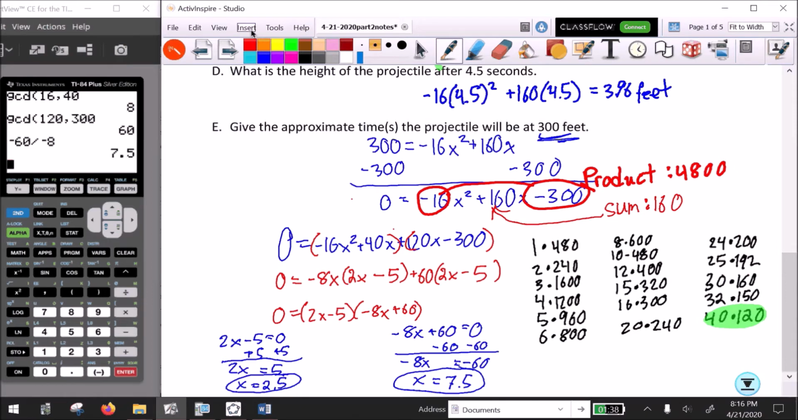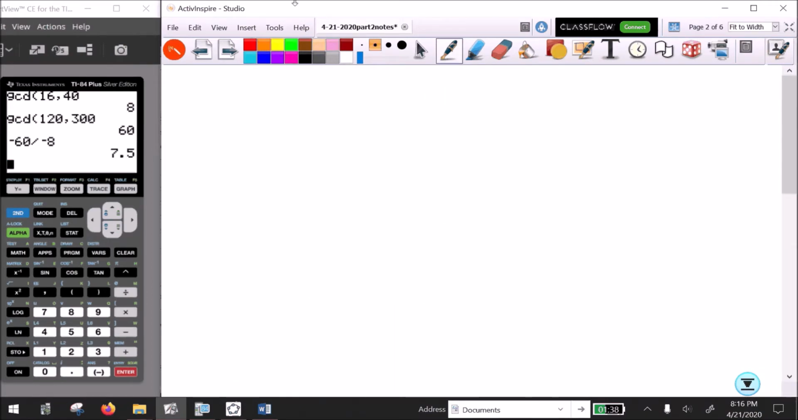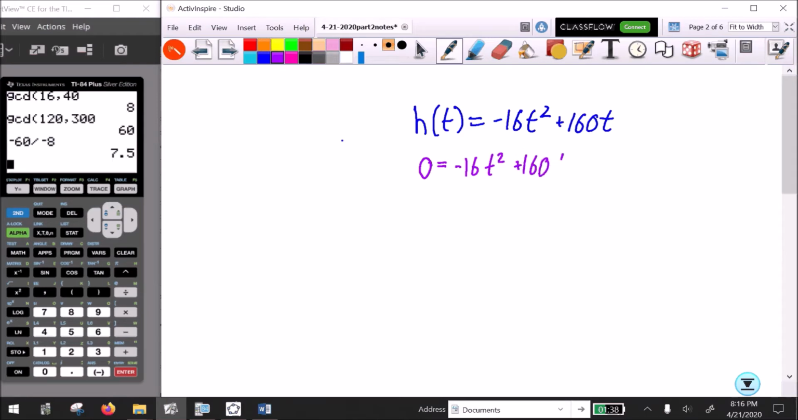So I'm going to show you how to do that in the next slide here. Our original quadratic that we determined was that the height of the projectile at any time t is equal to negative 16t squared plus 160t. If we want to know when this thing hits the ground, we could set the height of the projectile to 0 because the height of the ground is 0. And then we just need to solve algebraically for t.